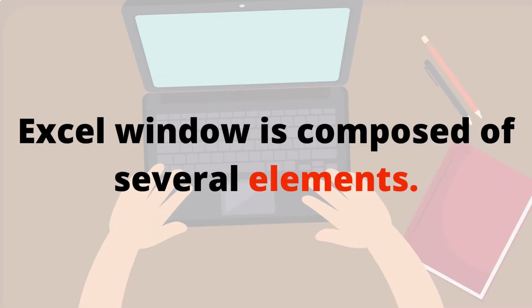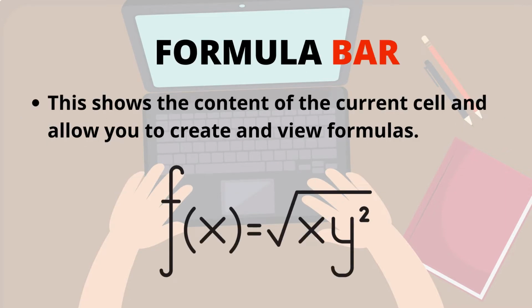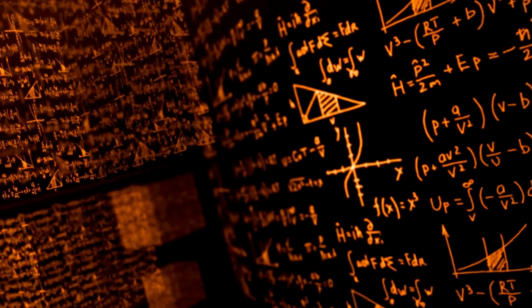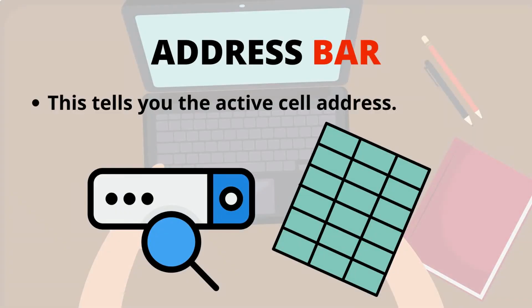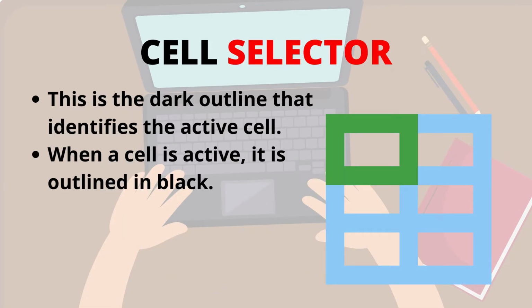Excel window is composed of several elements. Formula bar. This shows the content of the current cell and allow you to create and view formulas. Address bar. This tells you the active cell address. Cell selector. This is the dark outline that identifies the active cell. When a cell is active, it is outlined in black.